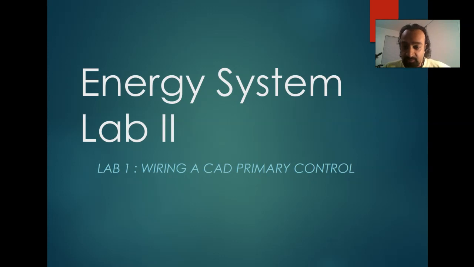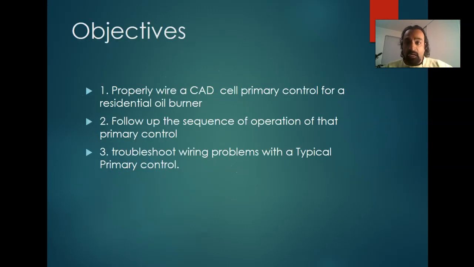Okay, let's start. The objective again is to properly wire a CAD control for a residential oil burner. We follow the sequence of operation to see how it functions, and troubleshoot the wiring problems. Why is it not working? What's the problem? You'll see a lot of things can go wrong, and we can also see what is going safety, and how do we reset it. They do go bad, but not that often.